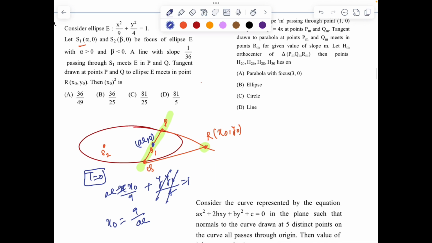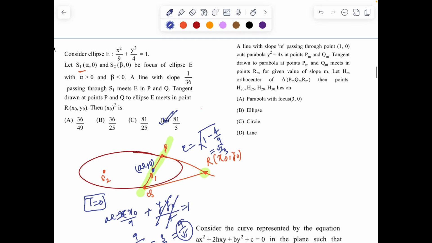Right, now what is a over here? 3. So it will be 3 by e. The value of eccentricity is root over 1 minus b square by a square, it's 4 by 9, and that gives you root 5 by 3. So finally we have 9 by root 5 over here. So its whole square is 81 by 5. So option D is the correct answer for this problem.